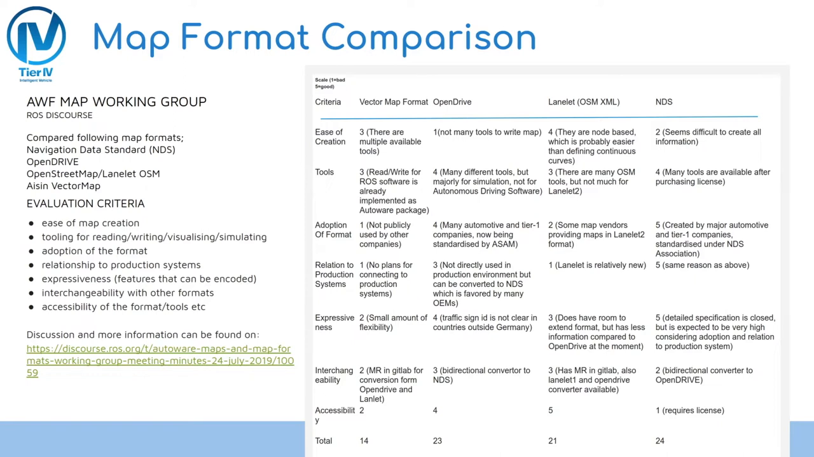In similar fashion, the Autoware Foundation formed the MAP Working Group and performed an evaluation on the MAP formats presented here in order to decide which MAP format to use for Autoware.Auto. Lanelet 2 was chosen as a format for physical storage for much the same reasons as discussed here. This slide shows the evaluation criteria and the MAP format comparison of the working group, and a link is included for viewers who want to read more or to join the discussion.